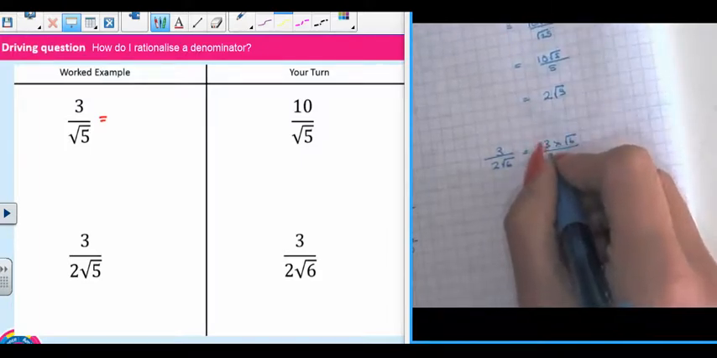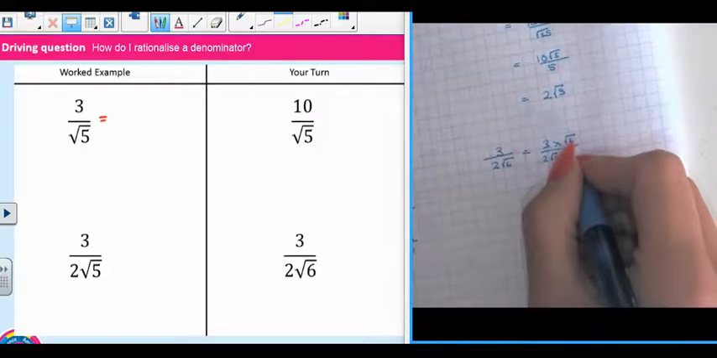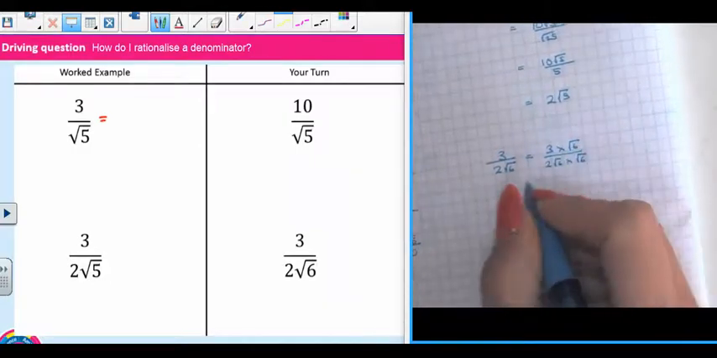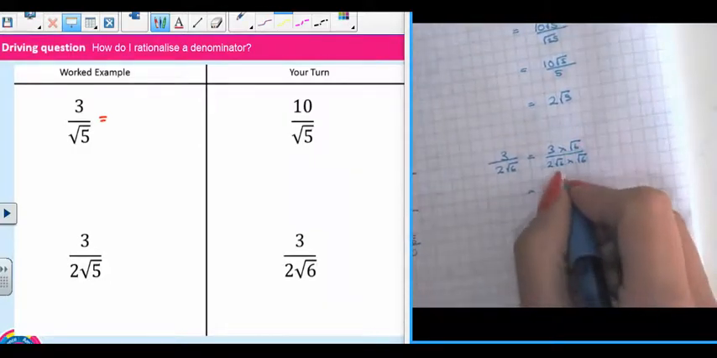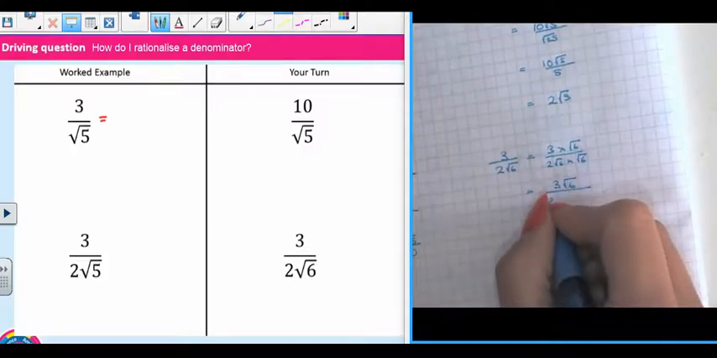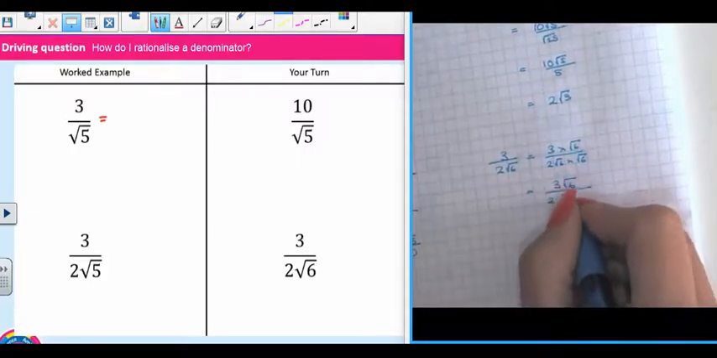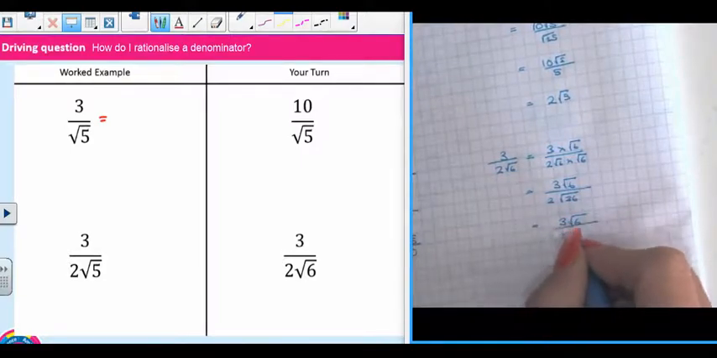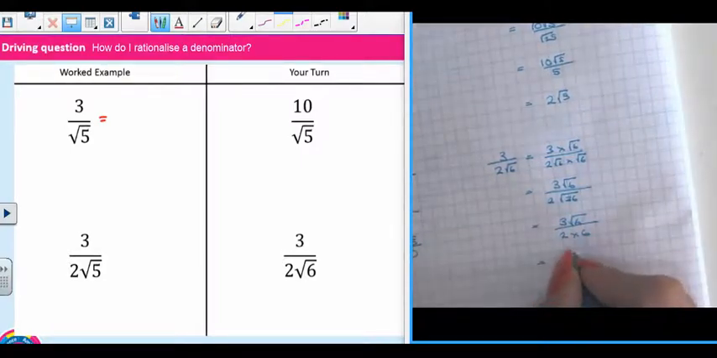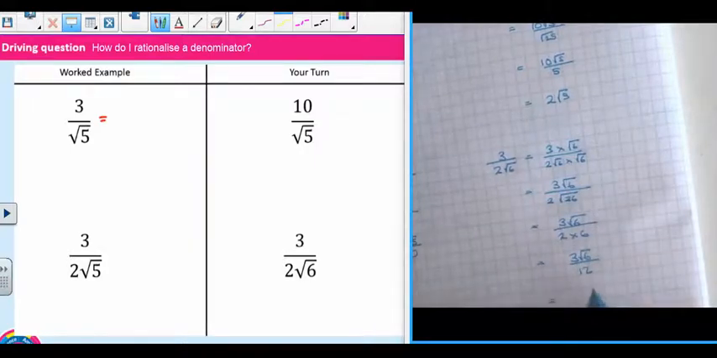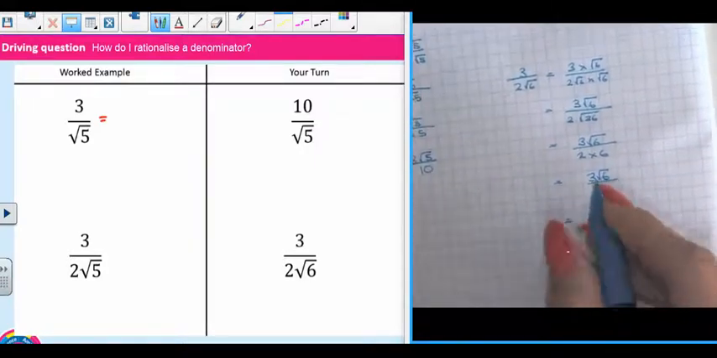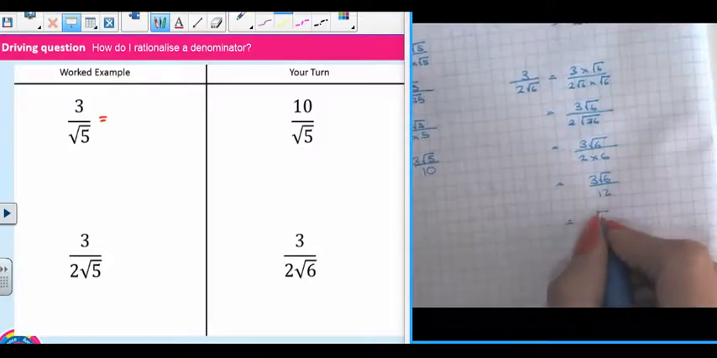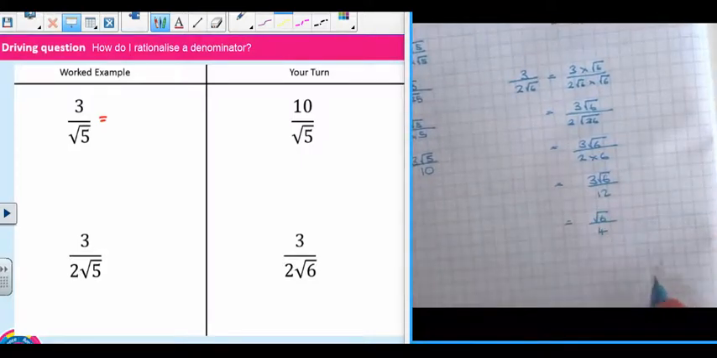The next one, 3 over 2 root 6 equals 3 multiplied by root 6 over 2 root 6 multiplied by root 6. That would give us 3 root 6 over 2 root 36, which would be 3 root 6 over 2 multiplied by 6, which is 3 root 6 over 12, which can be simplified because 3 and 12 are both divisible by 3, which would give us root 6 over 4.